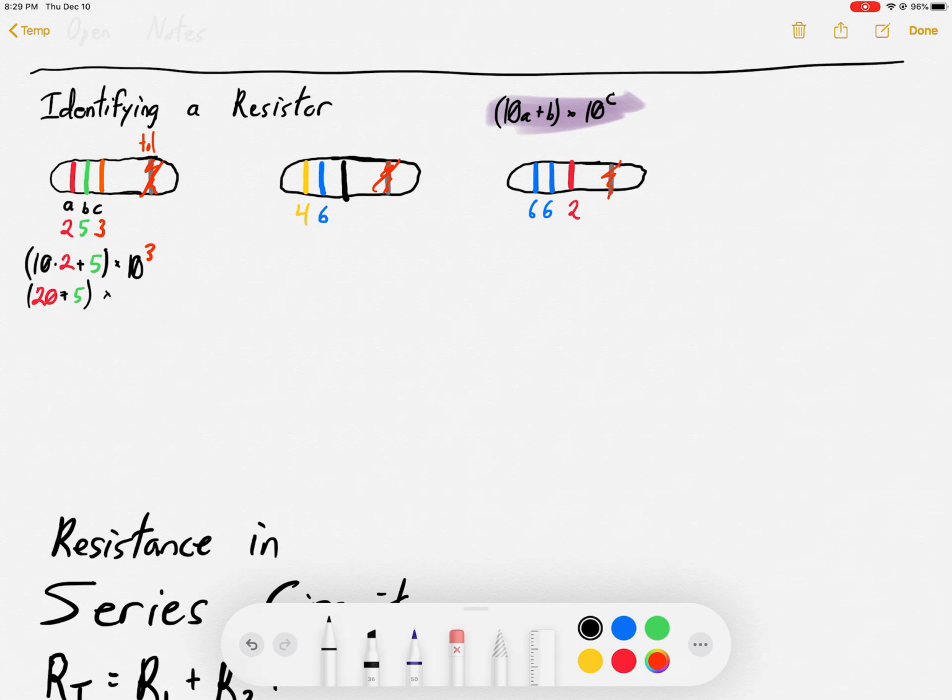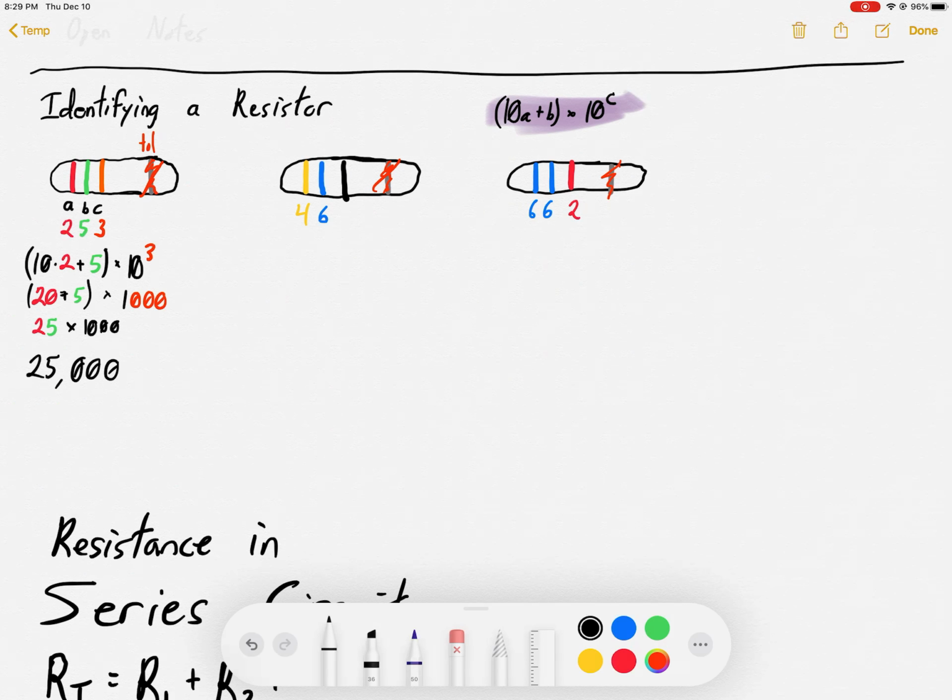times 10. And the thing about 10 raised to any power is that power, that exponent, simply tells you the number of zeros that go behind the 1. So 10 cubed, or 10 to the power of 3, is 1,000 because it's a 1 with 3 zeros behind it. So that's going to make it a little bit easier. 20 plus 5 is 25. And then this is times 1,000, and so what you get, 25 times 1,000 is 25,000.